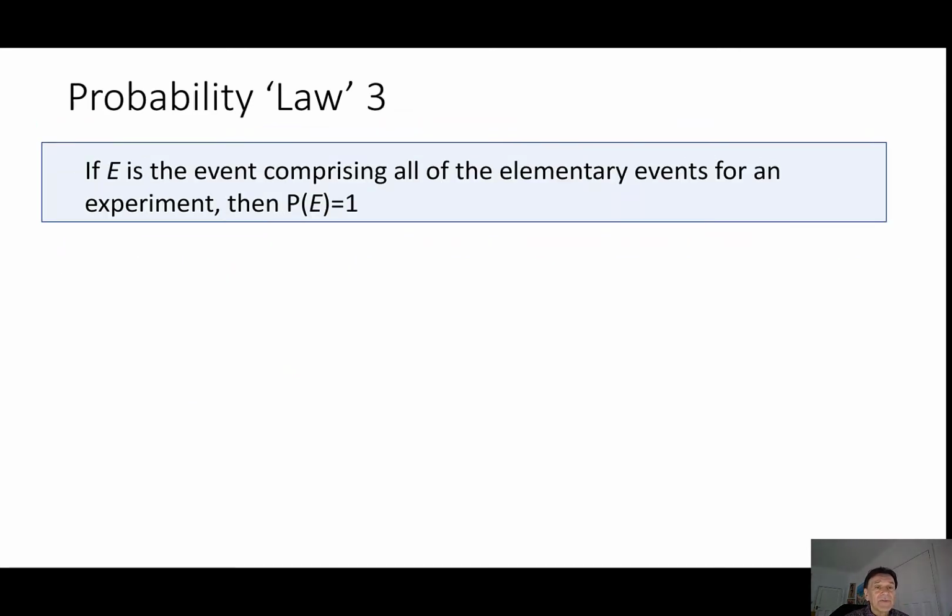The third law says that if E is the event which comprises all of the elementary events for an experiment, then the probability of E is equal to 1.